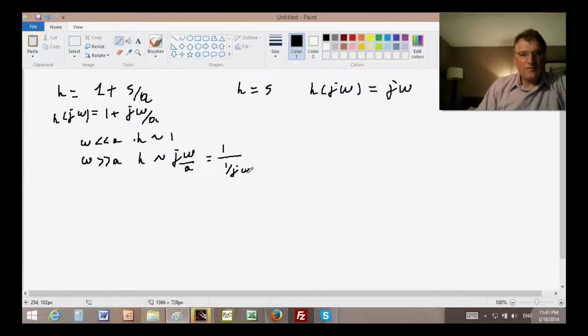My mistake. Yes, that's correct. 1 over j omega over a. So it's the inverse of a transfer function that we have already seen. Now, how does that work when we draw things? I can start beginning with this, and then do that thing later.